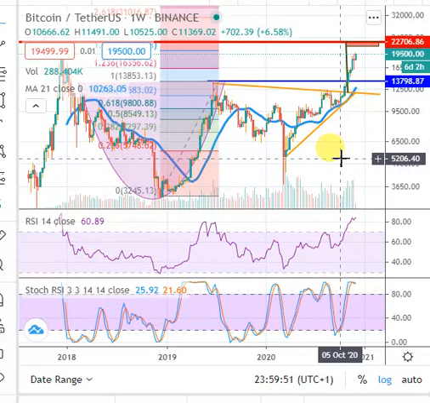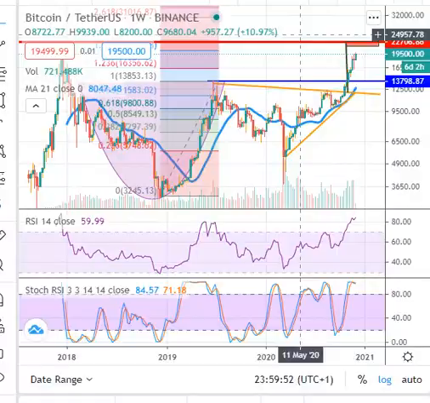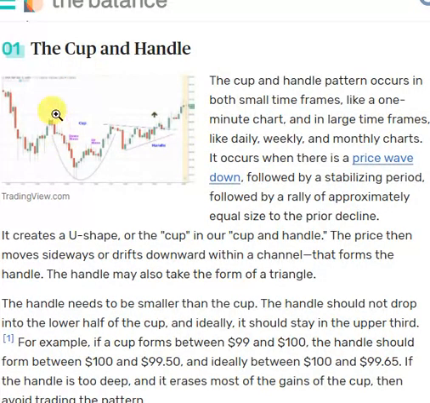So let's see what it's like first from the textbook. The cup and handle: you can see this pattern here. This is the U shape, then you can see the handle here. The cup and handle pattern occurs in both small time frames like the 1 minute chart and in large time frames like daily, weekly, and monthly charts. It occurs when there is a price wave down followed by a stabilizing period followed by a rally of approximately equal size to the decline. It creates a U shape, or the cup in our cup and handle.